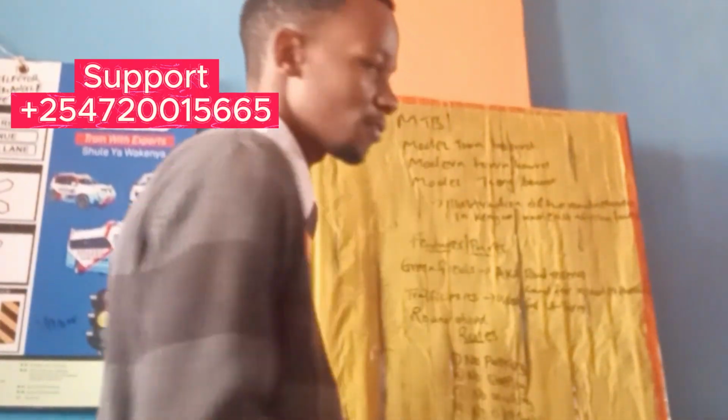Five pillars. Kuna zingine bans. These are the main bans: no parking, no waiting, no stopping, no overtaking, and no changing of lanes.